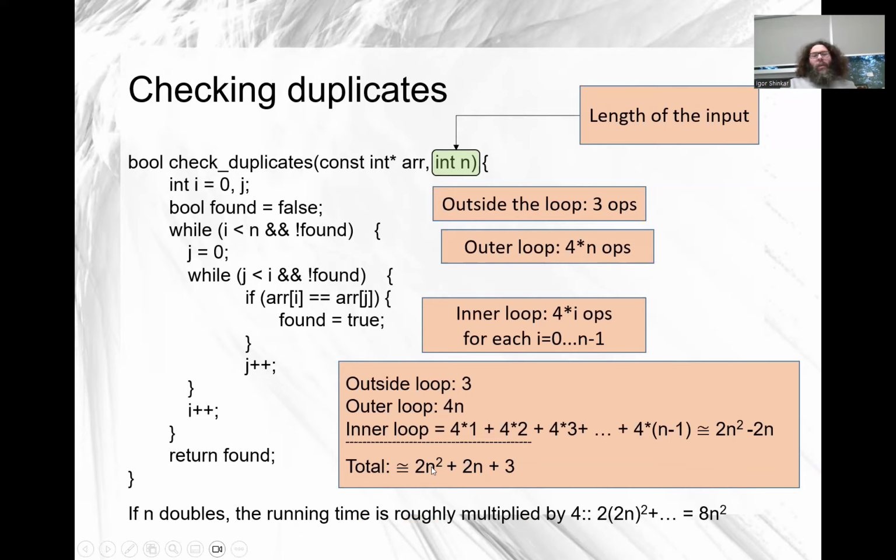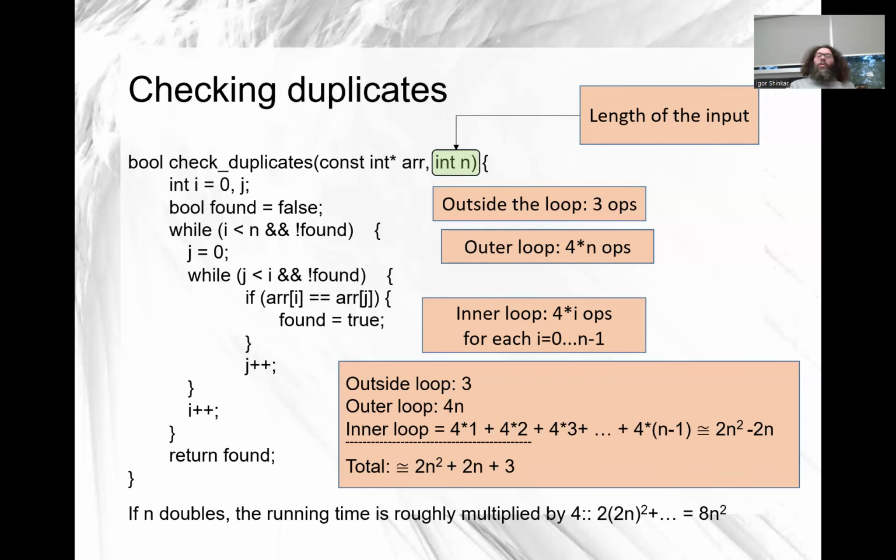Roughly speaking, if we double n, then the result will be multiplied by 4. It will be 2 times 2n squared plus something times 2n plus 3, which will be 8 times n squared. So the point is that n squared is the important term. That's what I want to say. If we increase n by a factor of 2, the total running time will multiply by 4.